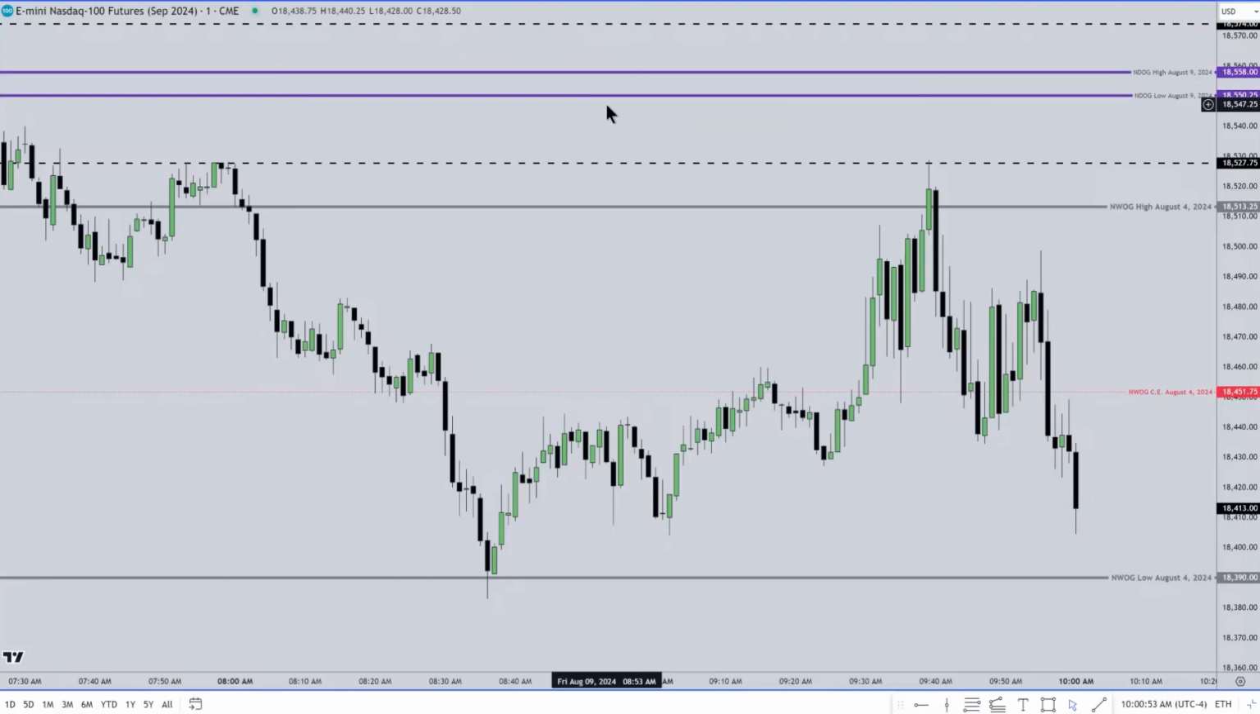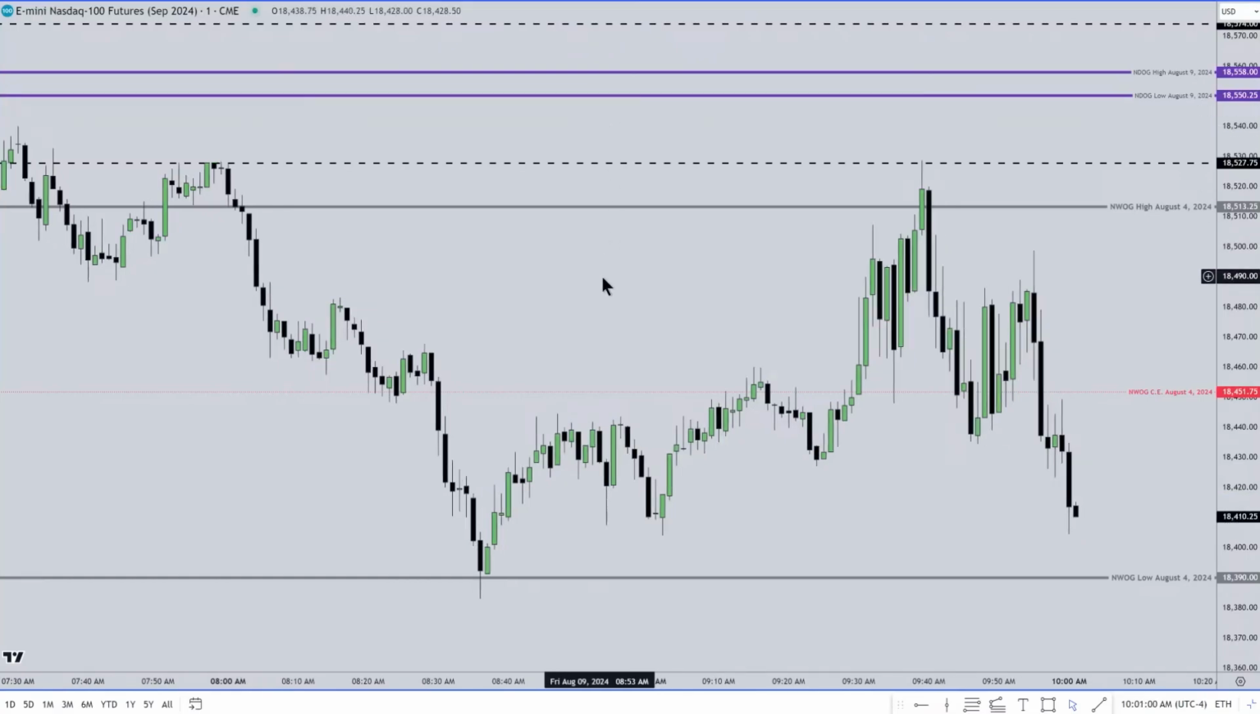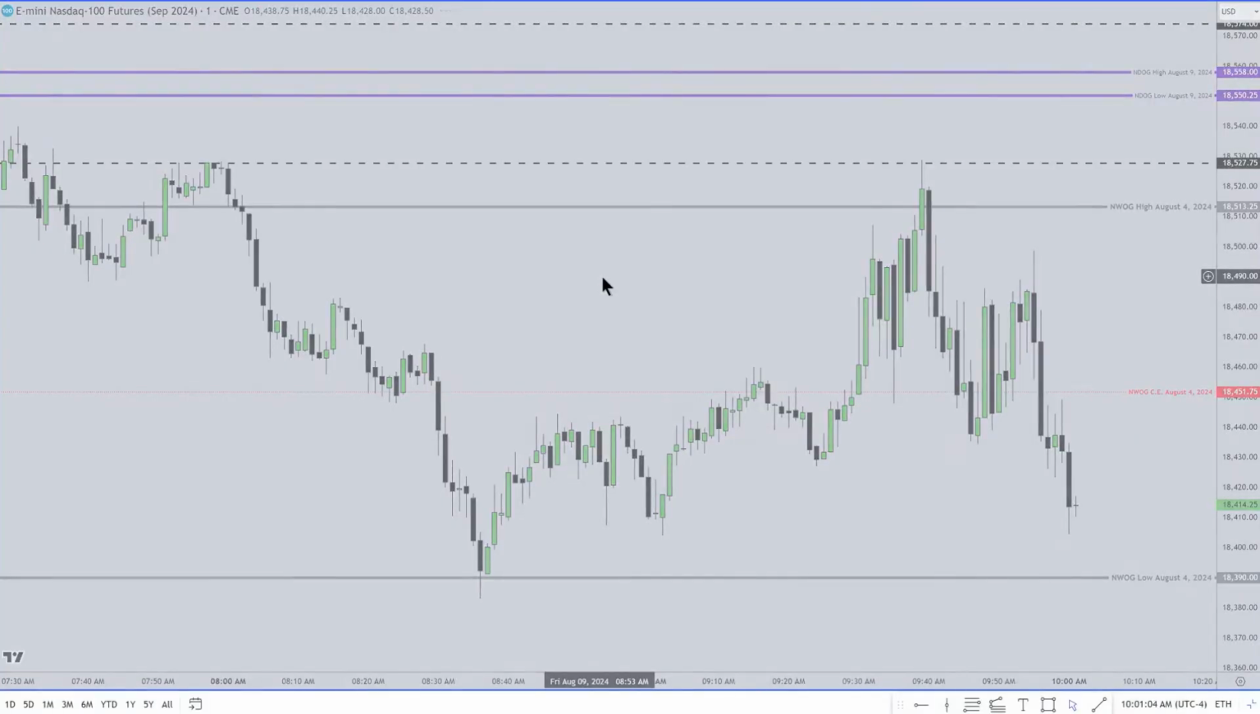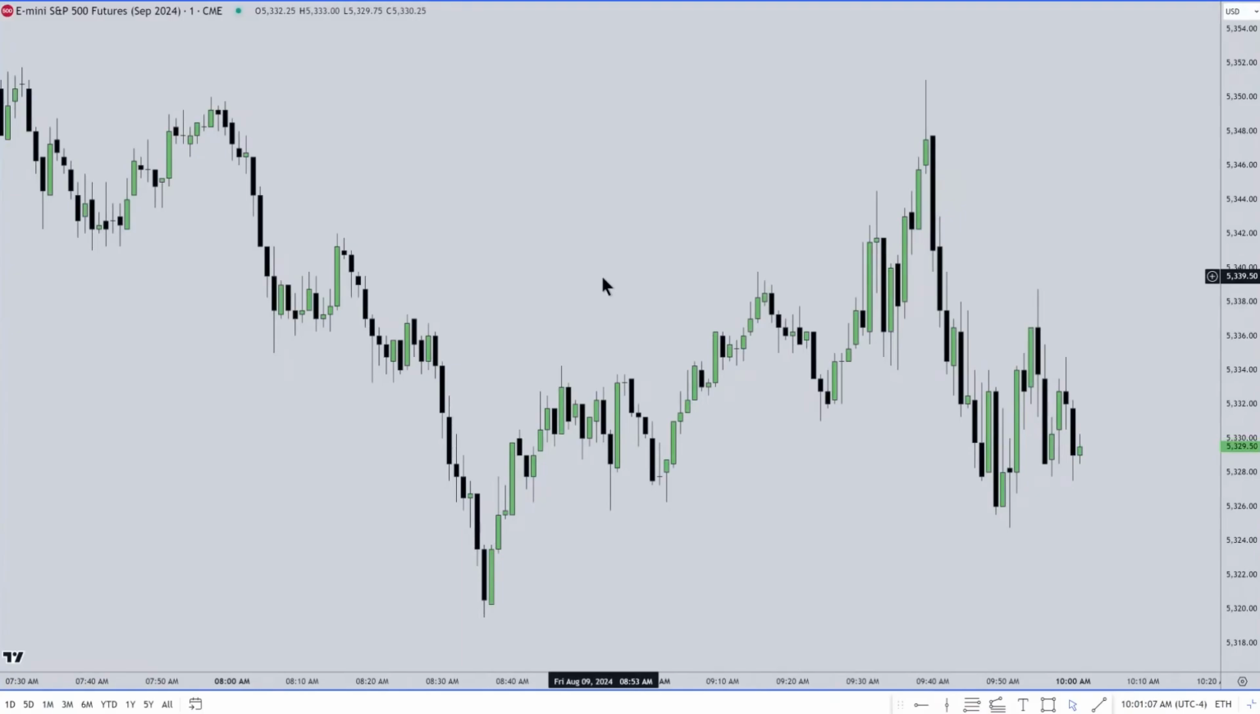All right, so let's take a quick look at ES real quick as a comparison. We haven't done that all week. All right, so give me a second here.